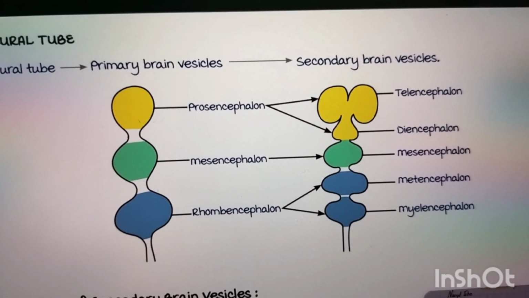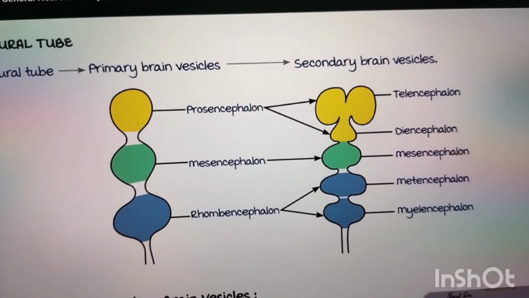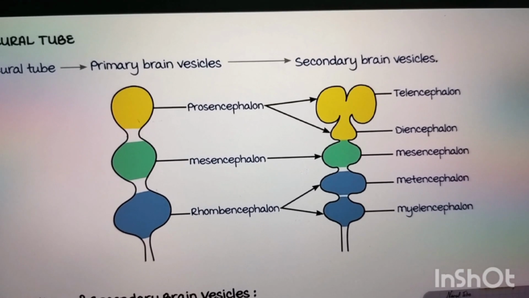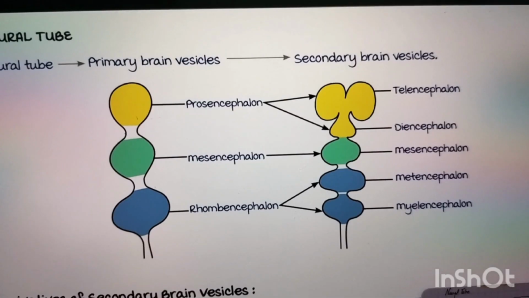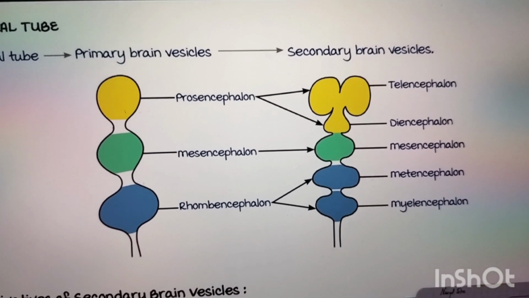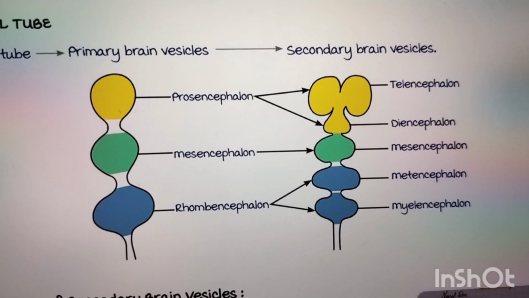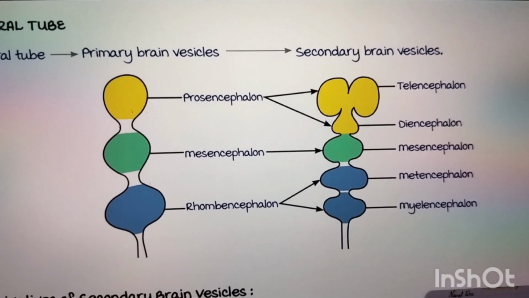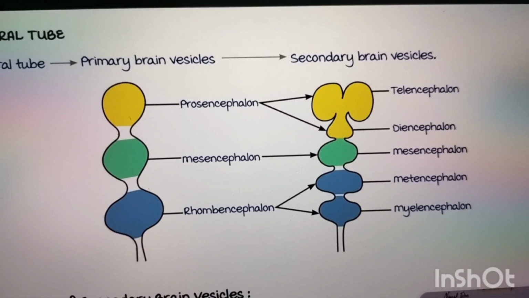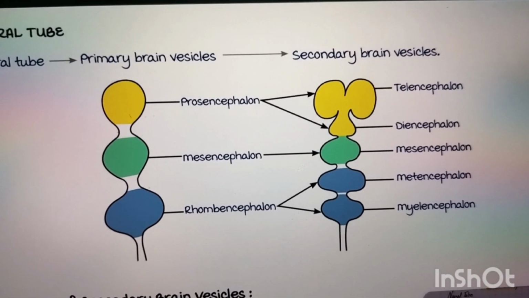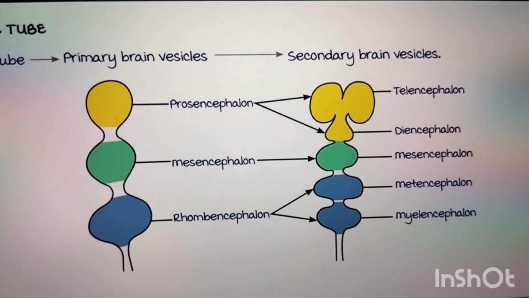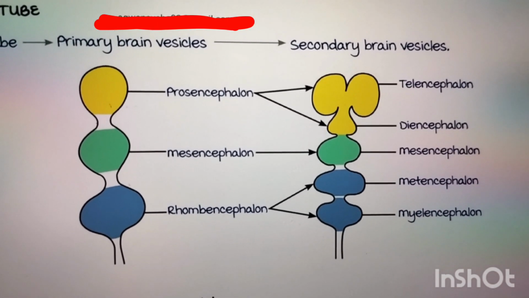From the telencephalon, you are seeing that it is the more upper part. It looks like the cerebrum, the uppermost part. So we can understand that the telencephalon gives rise to the cerebrum and the basal ganglia part, the corpus striatum part. Telencephalon gives rise to cerebrum and corpus striatum.